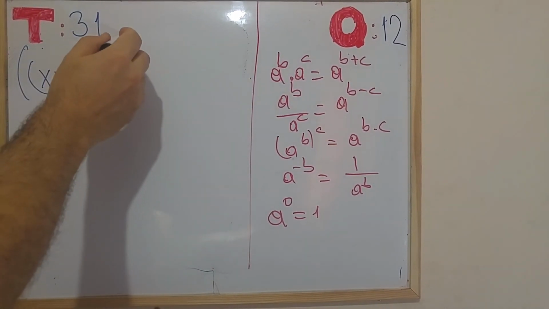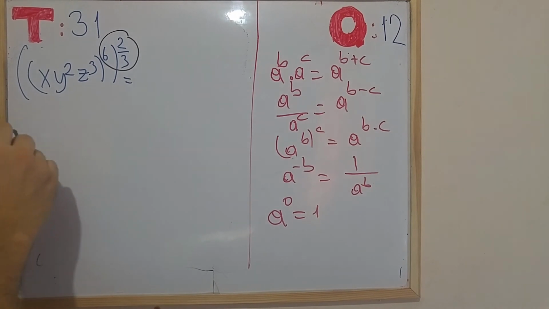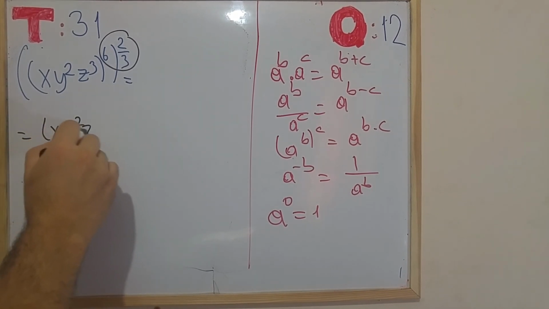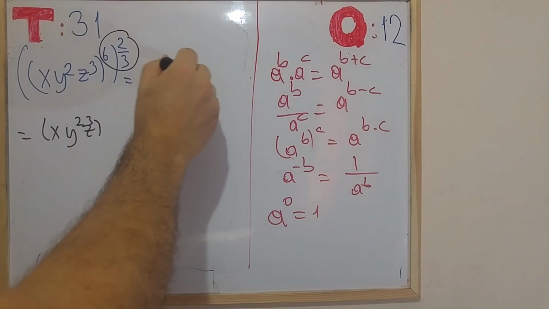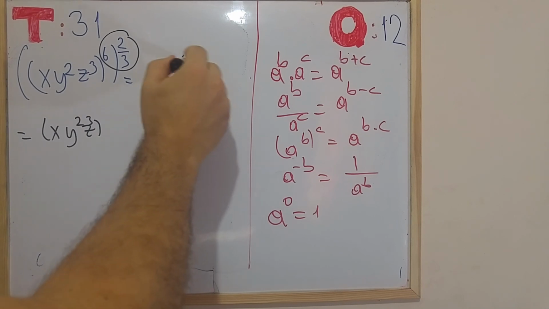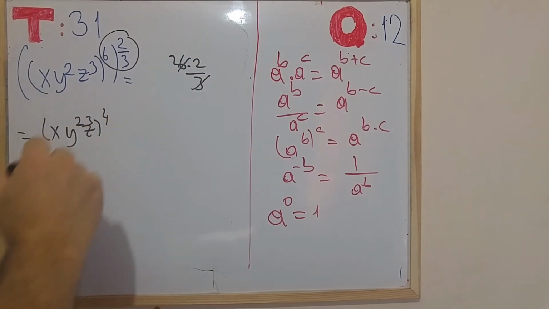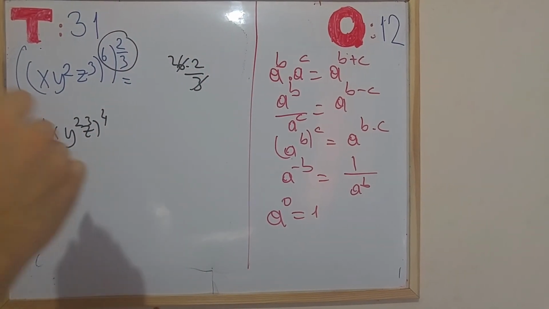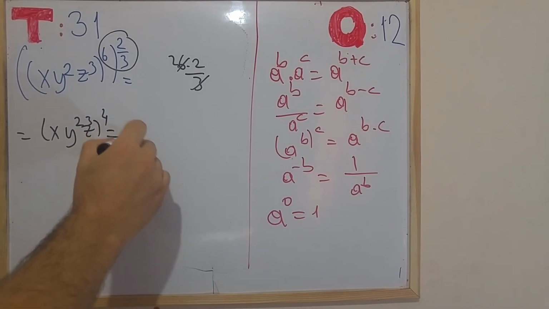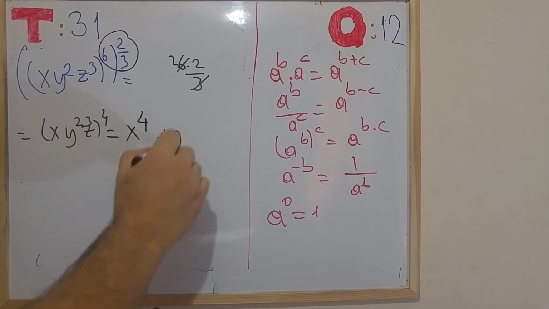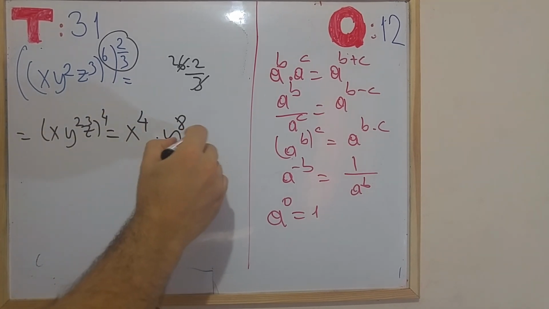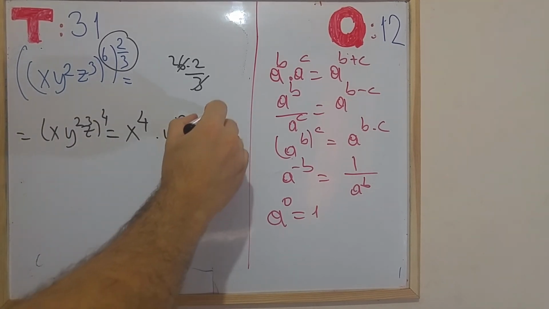Let's calculate this power first. So it's going to be equal to x y squared z cubed to the power 6 times 2 over 3, which is equal to, this is going to be 2, this is going to be 4. Now let's continue calculating. This is going to be equal to x to the 4 times y to the 8 times z to the 12.